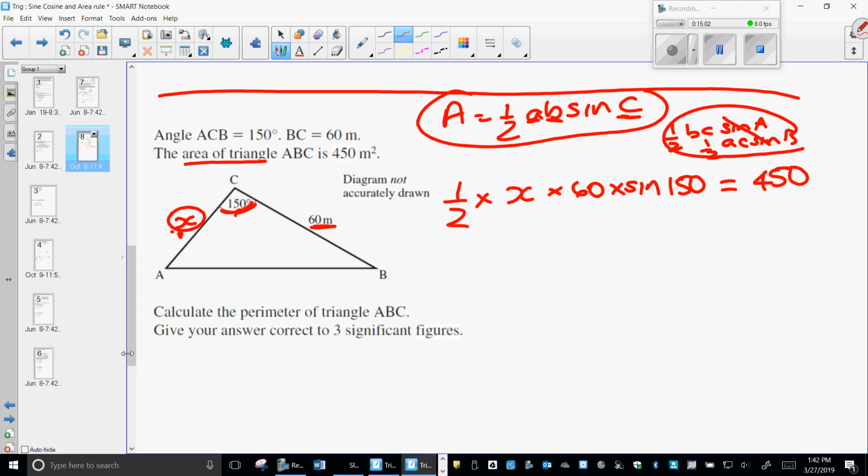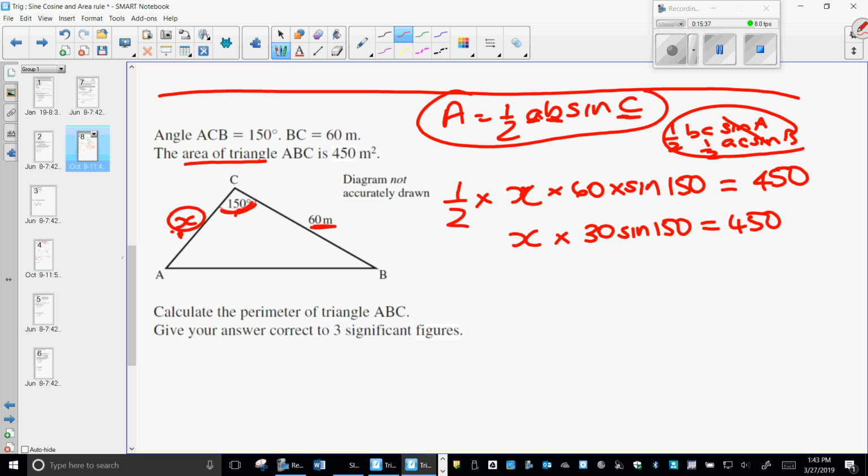No, this could be PQR. Okay, so let's simplify what we can. A half multiplied by 60 would give me 30. So I've got 30x. Wouldn't you do a half multiplied by 60 times sine? Yeah, you probably would. I'm going to keep x multiplied by 30 sine 150. Are you all happy with that? I've just simplified this bit first.